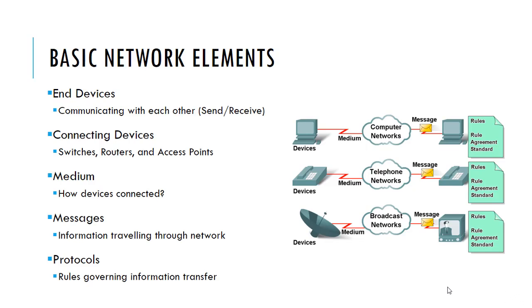The basic network elements are mainly the end devices. These are the communicating devices, the senders and the receivers, the sources and the destinations of information. These are the target of the network, to communicate with each other. Other devices exist inside the network as intermediate devices, as connecting devices, such as the switches, the routers, and the access points. Such devices are not meant to be sources or destinations of information, but they act as transferring entities to facilitate the moving of this information across the network.